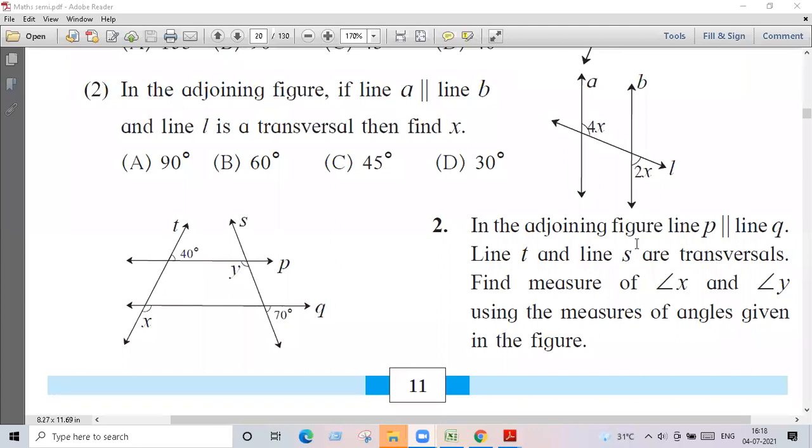The next question, what is asked? In the adjoining figure, A and B are parallel, these two lines are parallel, and L is the transversal. Therefore, we need to find the value of x. Here, same property. See, this is 2x, therefore this angle is also 2x. This is also 2x. And 2x and 4x are supplementary interior angles. So similarly, follow the result.